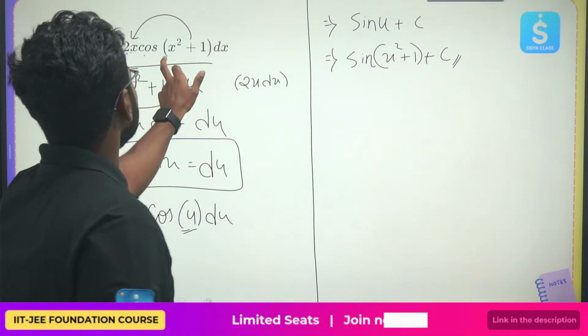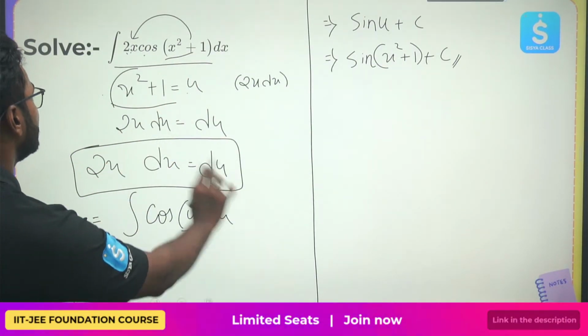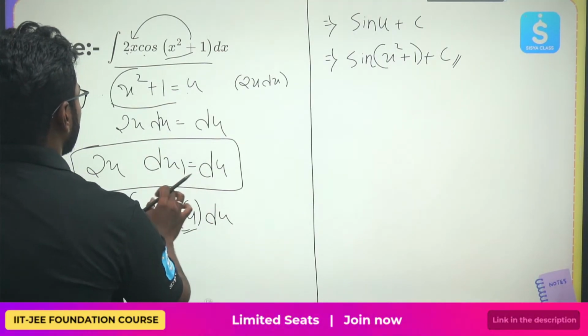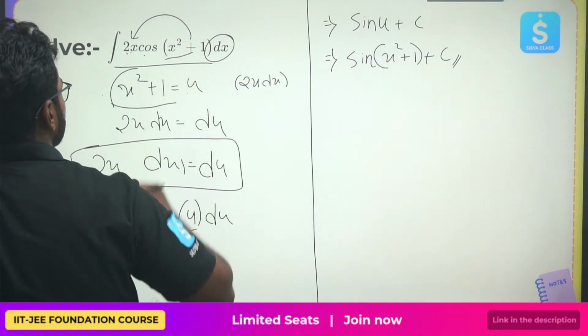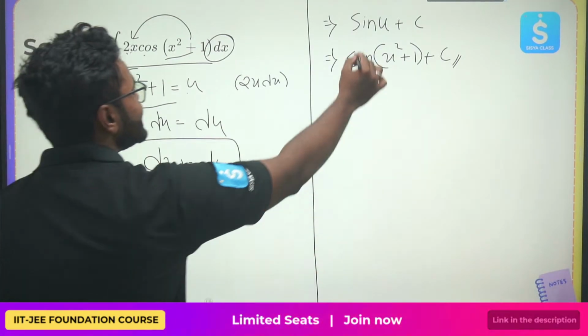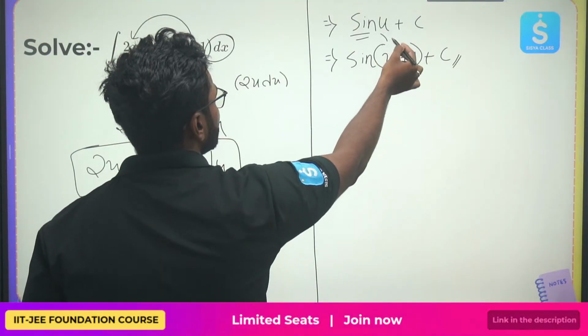We have assumed x square plus 1 to be u. We have differentiated it, 2x dx, and we got du, and then we put the value of du in the given question. 2x dx is equal to du. So integral of cos u du would be sin u, and the value of u would be x square plus 1.